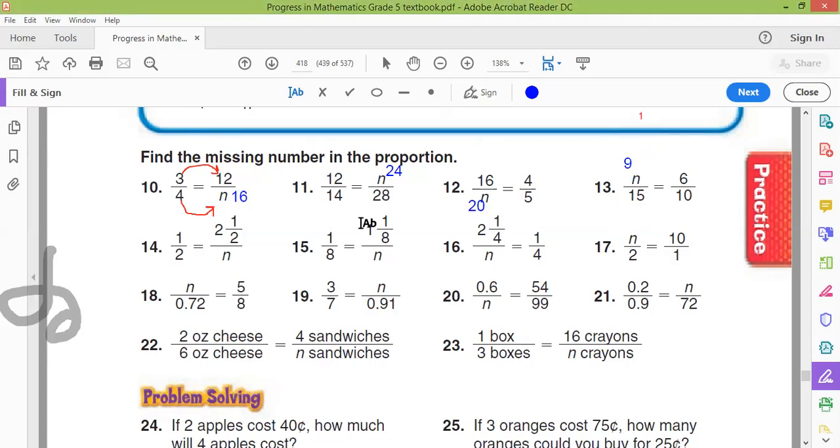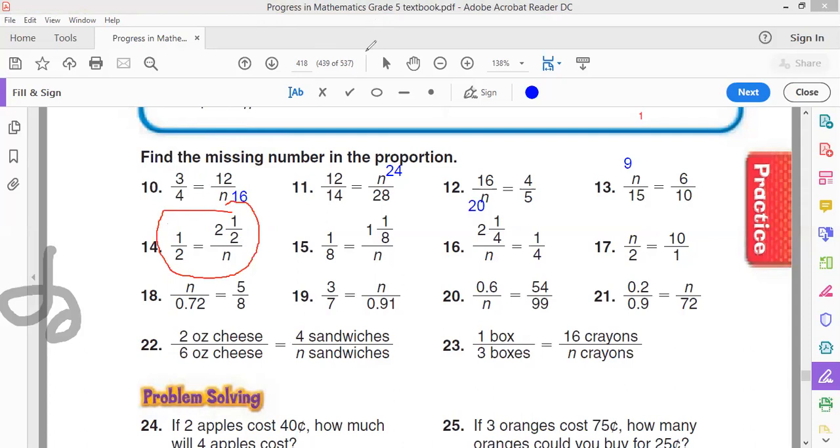1 over 2 is equal to 2.5 over what? Who will tell? Listen to me. Question number 14. 1 over 2 is equal to 2.5 over what? Should I solve it? Yes.